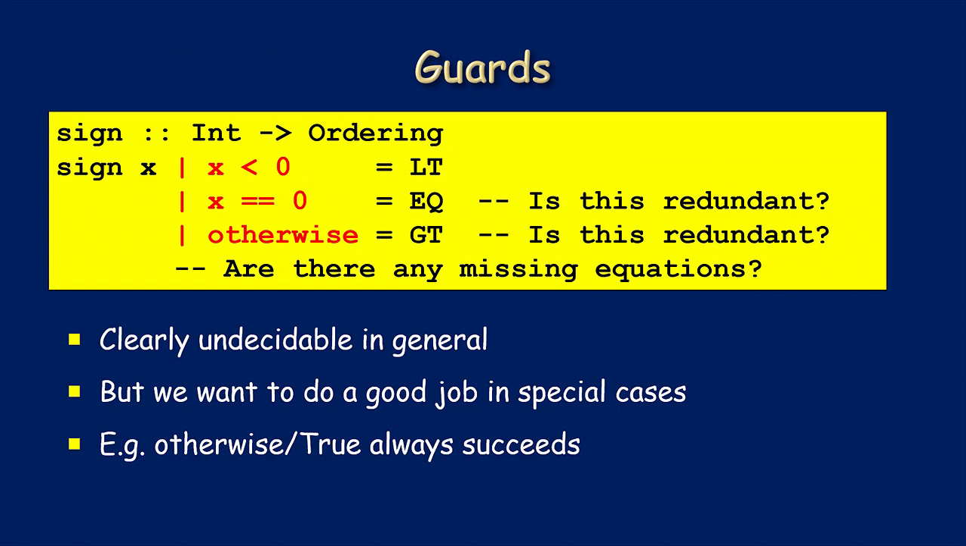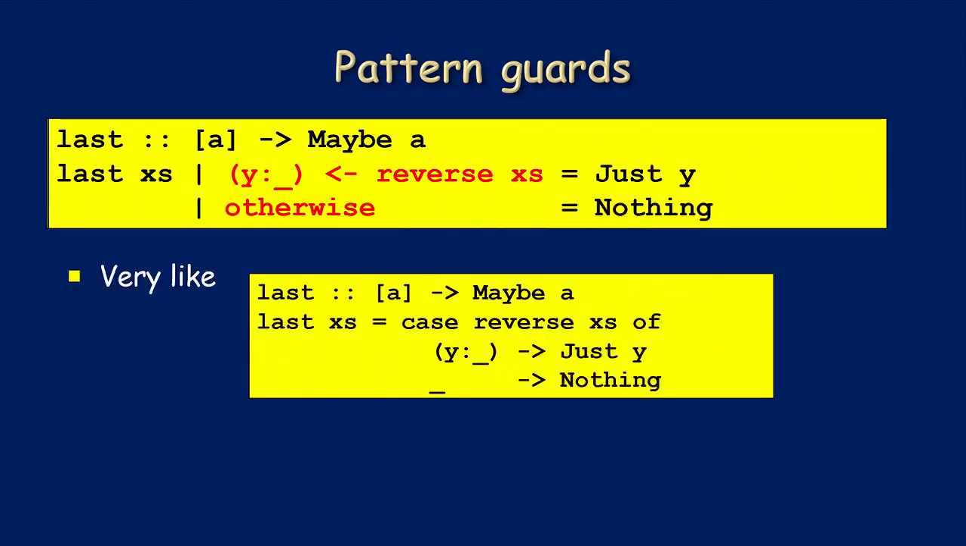So clearly, in general, once you get guards involved, you're going to get something you cannot figure out completely at compile time. But that's okay, we'll just do a best effort. What you might hope is that the compiler is going to do a reasonable job of such things. Here's another example. This is a pattern guard, yet another GHC extension. So what does this mean?